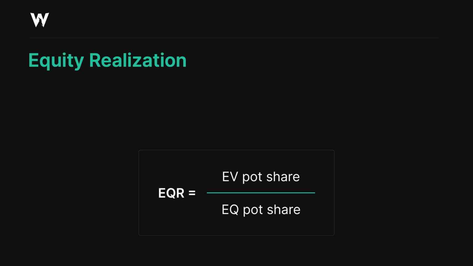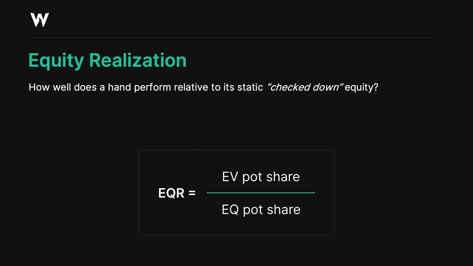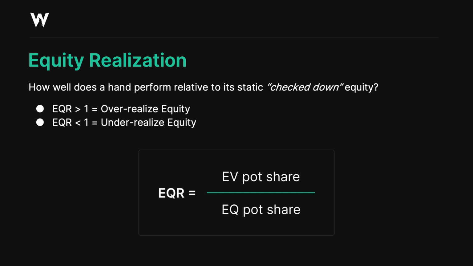And so equity realization is great because it tells you how well a hand performs relative to this static check down equity. An equity realization factor greater than 1 indicates a hand is over realizing its equity. Less than 1 means it's under realizing its equity. Fundamentally, this is really handy for learning which hands benefit from building a pot and which hands, given the option, would prefer to just check it down if they could. Not always, they can't always do that, of course, but it gives you an idea of the incentives and the performance of different hands in your range.